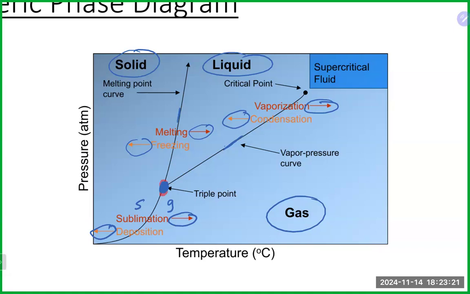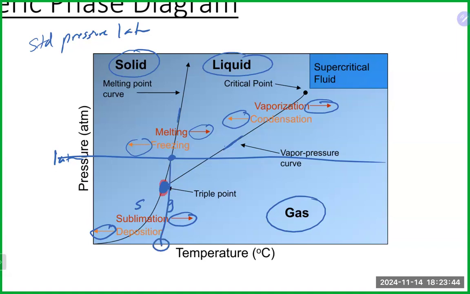How would I know where my normal boiling point, melting point, and freezing point would be? Standard pressure is 1 atmosphere. So if you find 1 atmosphere on your graph and draw a straight line through that, right there is our melting point or freezing point, whatever that temperature would be. And right about there would be where our boiling point temperature would be in this made up one.